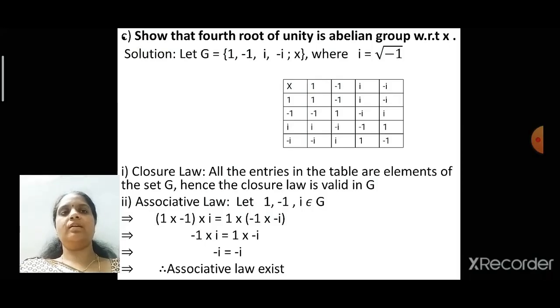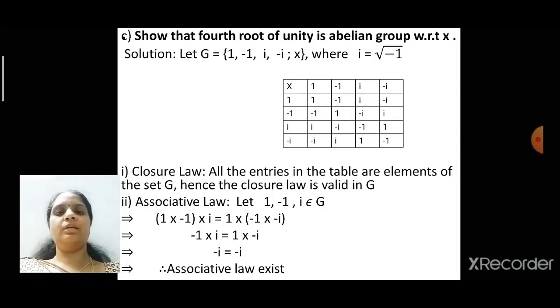So let us take one more example of an abelian group, the fourth roots of unity with respect to multiplication. Let's consider a set G equal to {1, minus 1, i, minus i} under the operation multiplication, where i is equal to the square root of minus 1.